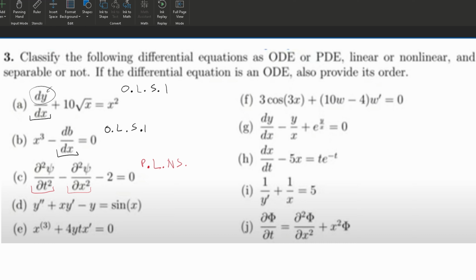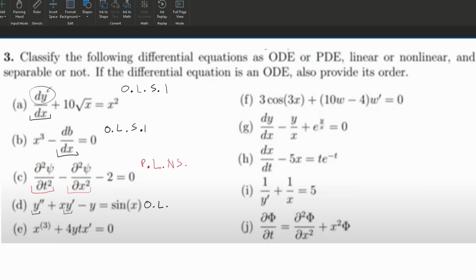For D, we have the dependent variable y here. It's being derived twice like this. We're assuming it's with respect to x. So this is an ODE. It's only being derived those times. Now, is it linear or nonlinear? We have three instances of y, all of which are by themselves, they're polynomial, or they're inside of a differential. So this is linear.